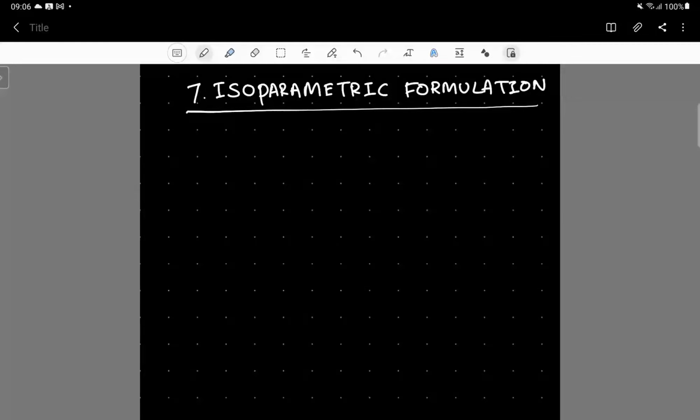Today we are planning to cover a new section. We are planning to talk about isoparametric formulation in finite element method. What is the motivation behind this isoparametric formulation? So first, let's try to understand the term isoparametric. What do you think the term means?